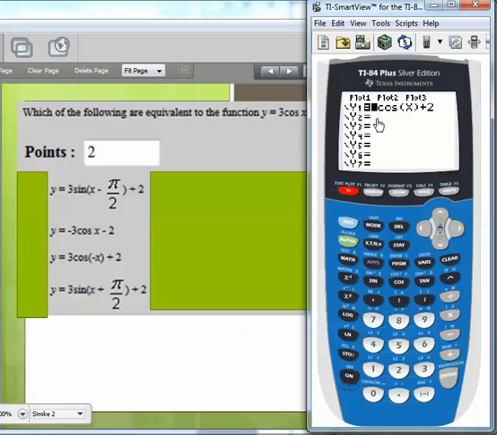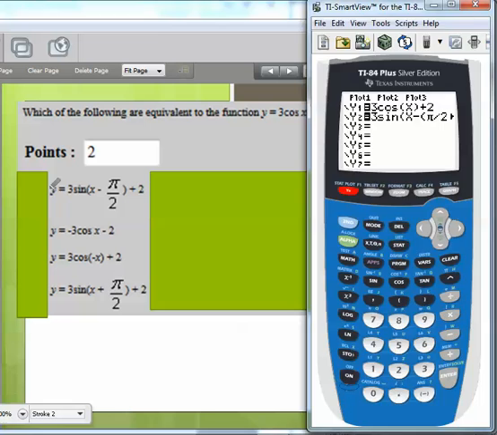put them in as y2. So we're going to say 3 times the sine of x minus parenthesis pi, shift pi, divided by 2, parenthesis, plus 2. And I'm going to graph that. When I graph that one, you can see it doesn't line up with the other one. Matter of fact, it's off considerably there. So it's not going to be that first one, okay?